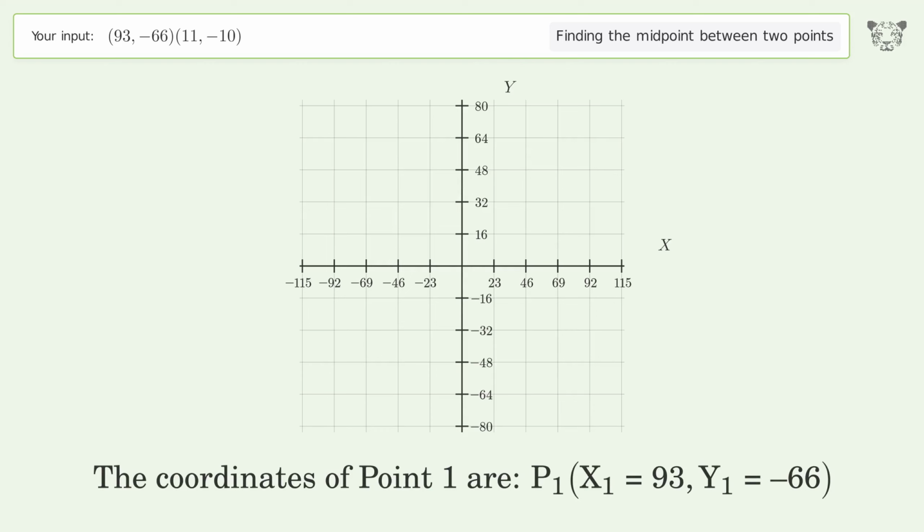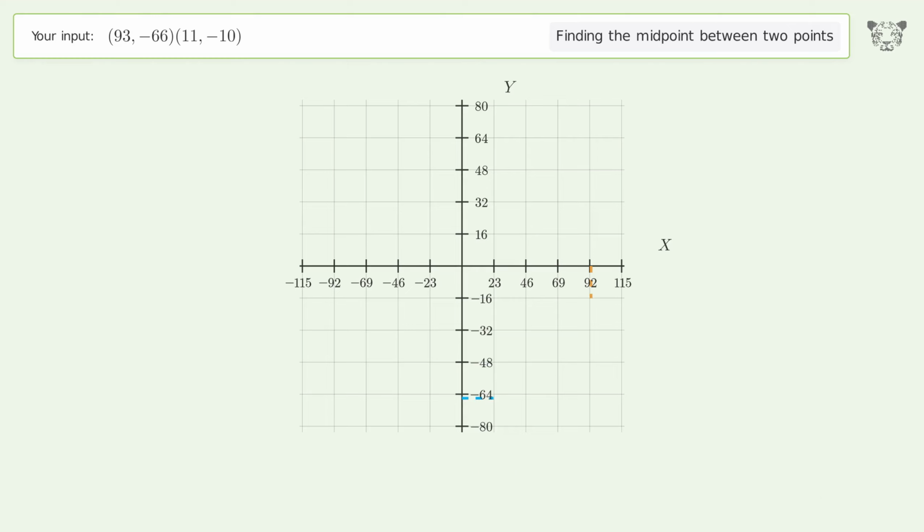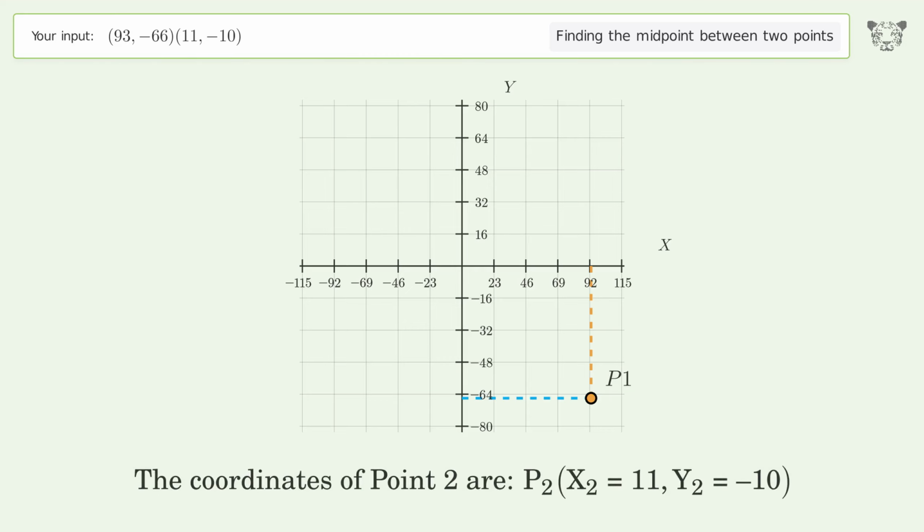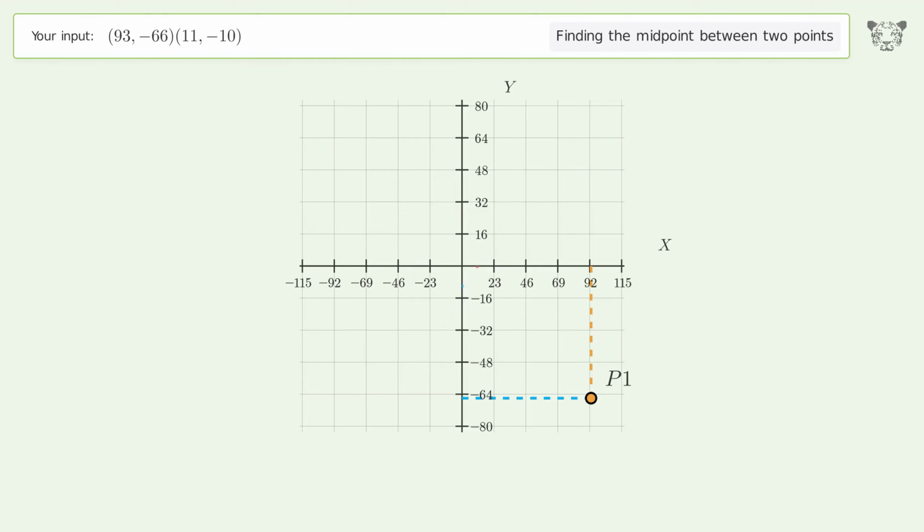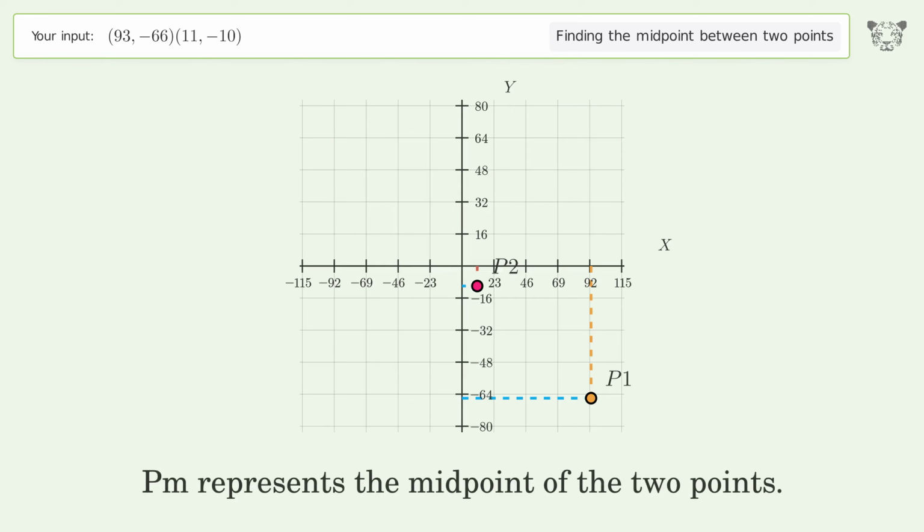The coordinates of point 1 are x1 equals 93, y1 equals -66. The coordinates of point 2 are x2 equals 11, y2 equals -10. PM represents the midpoint of the 2 points.